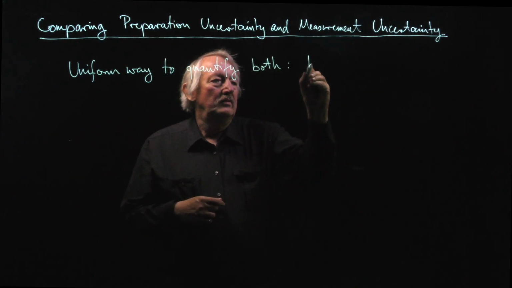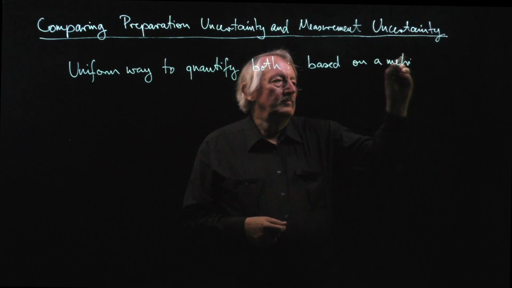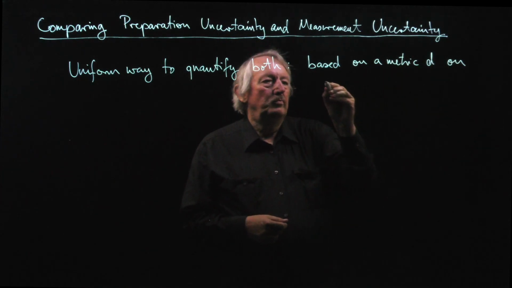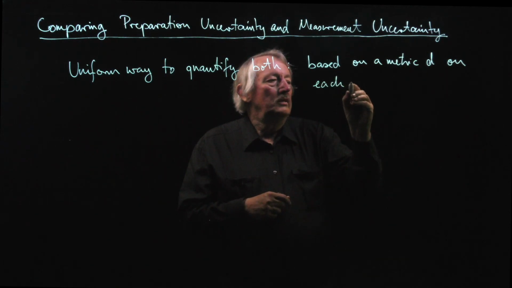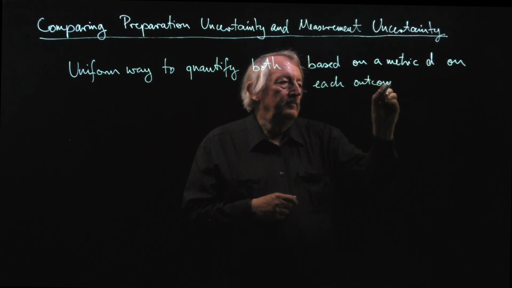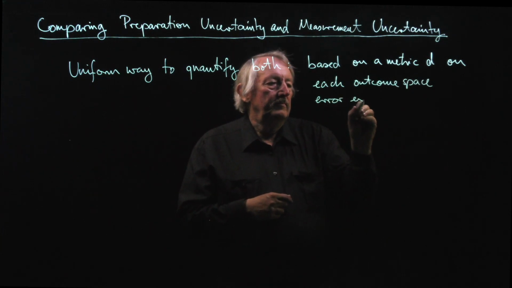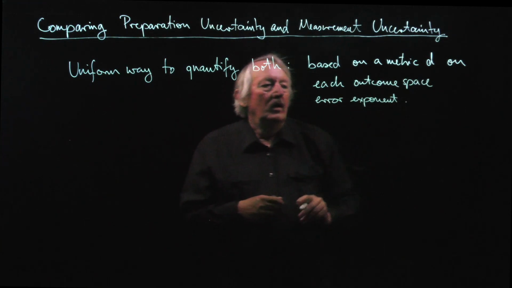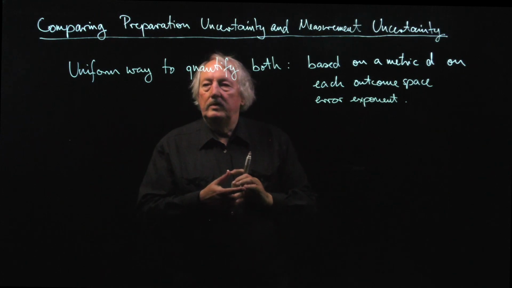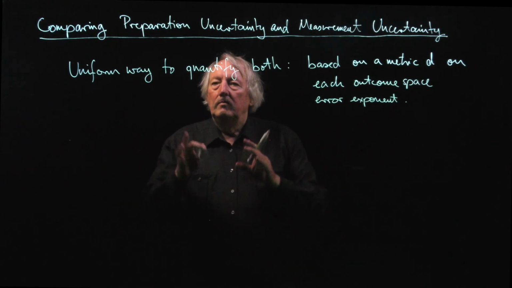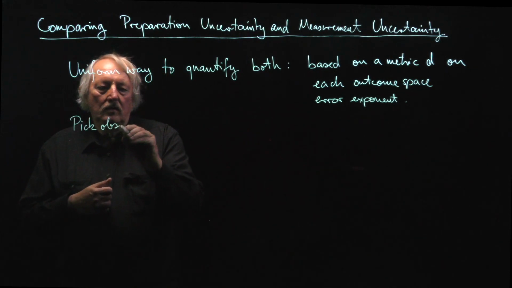So this is based on a metric, D, on outcome spaces, on each outcome space, right? So they could be different, they're not related, right? So on each outcome space, and also an error exponent. So therefore, because we have the same metric and the same outcome spaces in two cases, we can pick two observables.